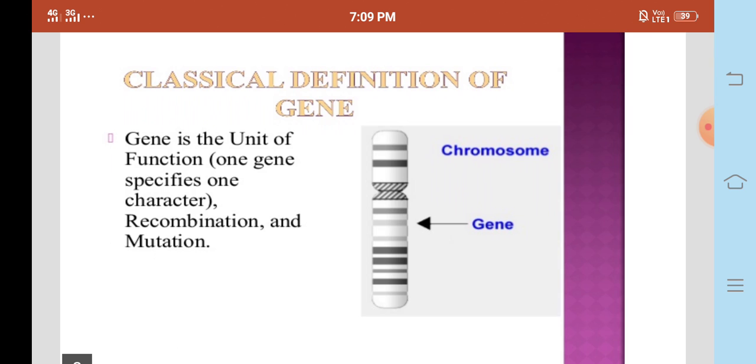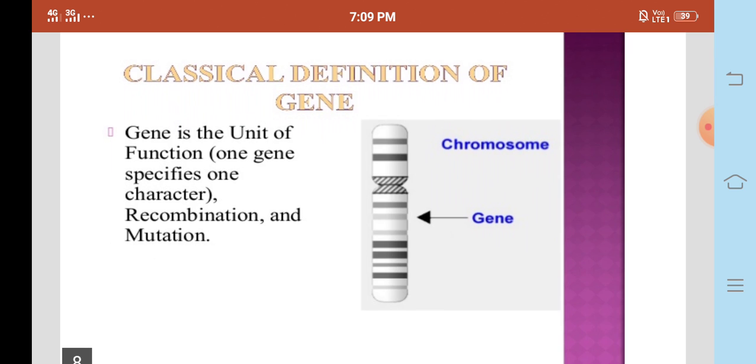Classical definition of gene: the gene is the unit of function. One gene specifies only one character. Recombination and mutations also involve the gene. Chromosomes: this is another structure. We observe the chromosome. This is the chromosome. This is a gene.